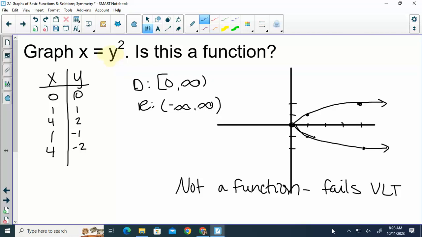Could you tell me increasing and decreasing on this? Not really. If I start going from left to right, half of it's going up and half of it's going down. We only use increasing, decreasing, constant when we're talking about functions. If it's not a function, we really can't do that.